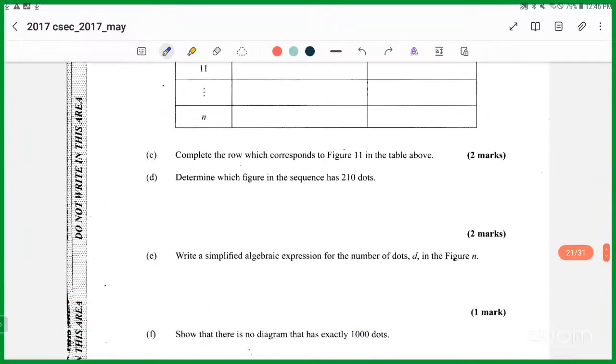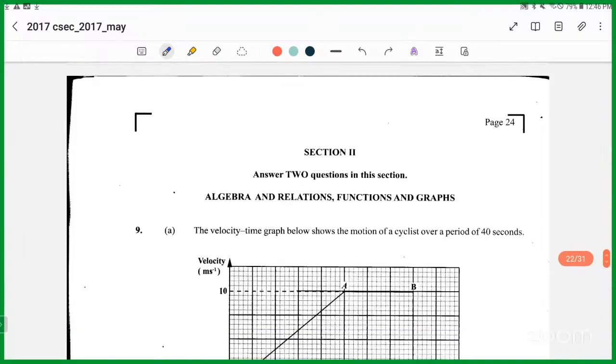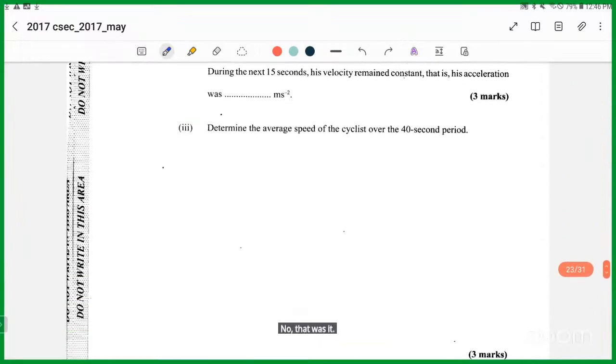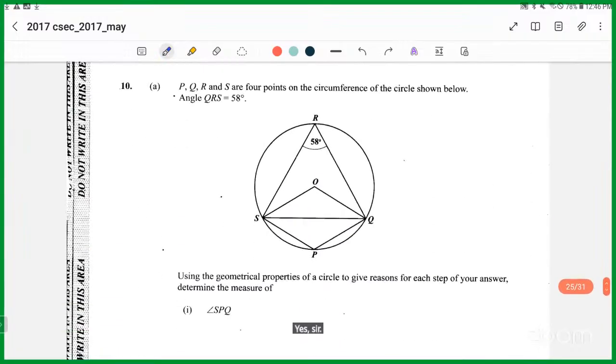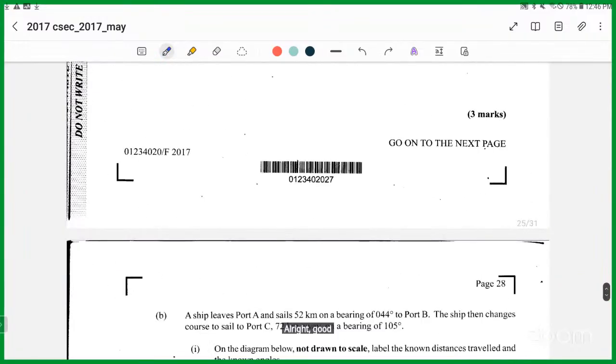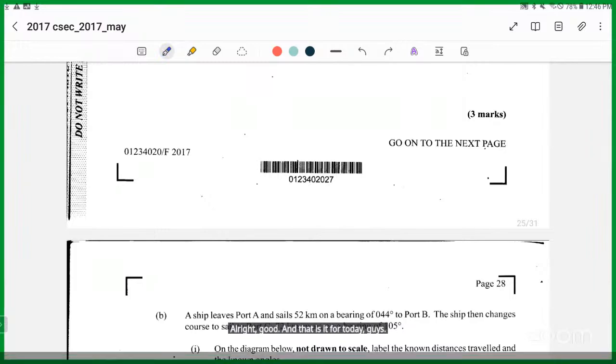Number 9. No, that was it. That's all they were supposed to do on that paper. Yes, sir. Alright, good. Well, that is it for today, guys.